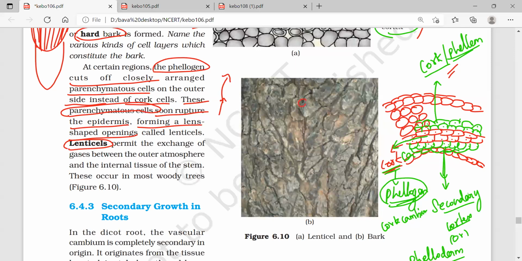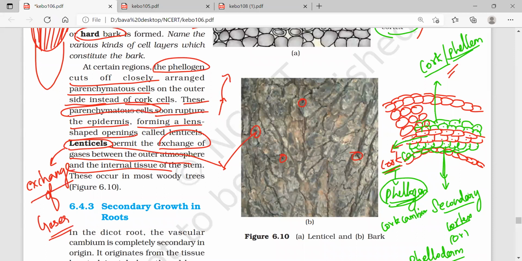Small openings. Okay. These are called lenticels. So these lenticels are parenchyma cells. So they permit the exchange of gases between the outer atmosphere and the internal tissue. So what is the role of lenticels? Exchange of gases. Okay.